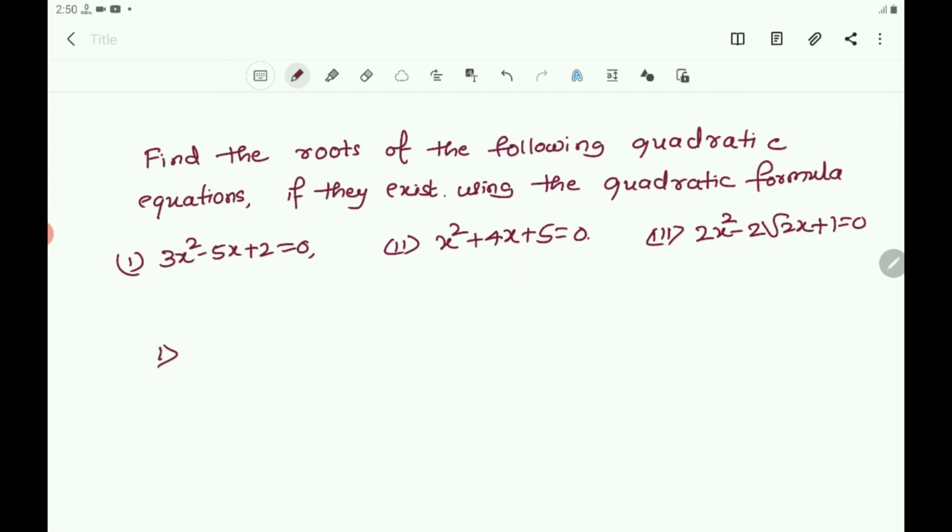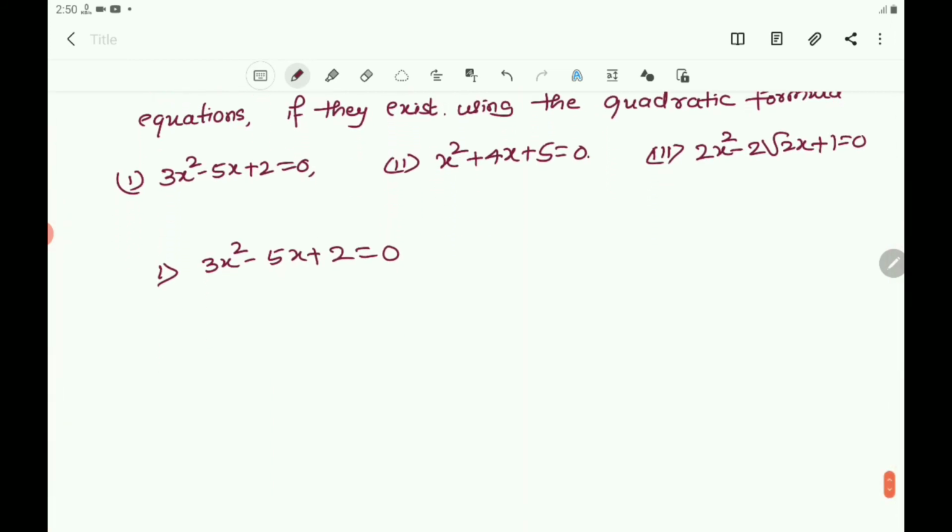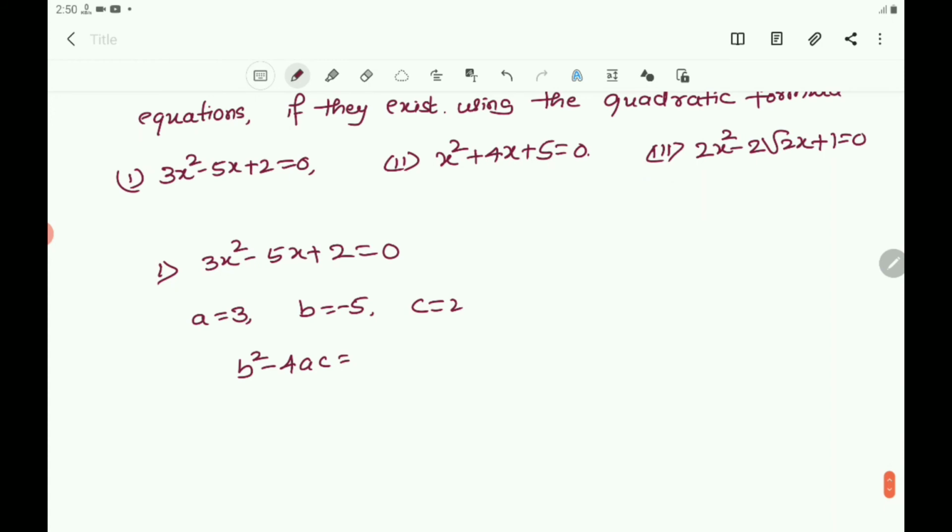First one is 3x square minus 5x plus 2 equals 0. Now first let us write the values of a, b and c. Here a is 3, b is minus 5 and c is 2. Now you write the value of b square minus 4ac. We have to verify whether the root exists or not. So b square minus 4ac, b value is minus 5.